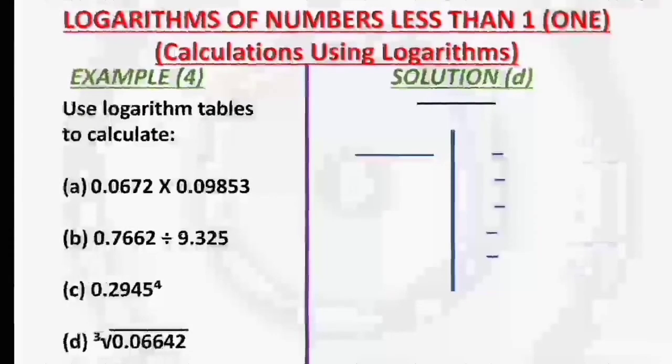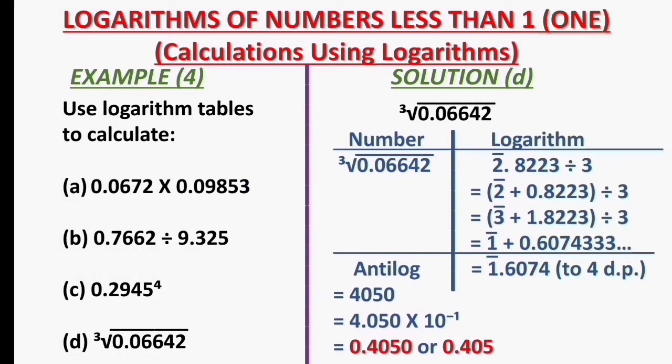Lastly, in question D, we have the root of a number. The cube root of 0.06642. Here we are going to look for the logarithm of the number, which is about 2.8223, and divide by the root, which is 3. But 3 cannot divide by 2. So we're going to do a little manipulation here. 3 can only divide the bar notation of its multiples. 3 can only divide by 3, by 6, by 9, by 12, by 15, and its multiples in bar notation. So let's pick any of the multiples of 3 in bar notation and work with it.